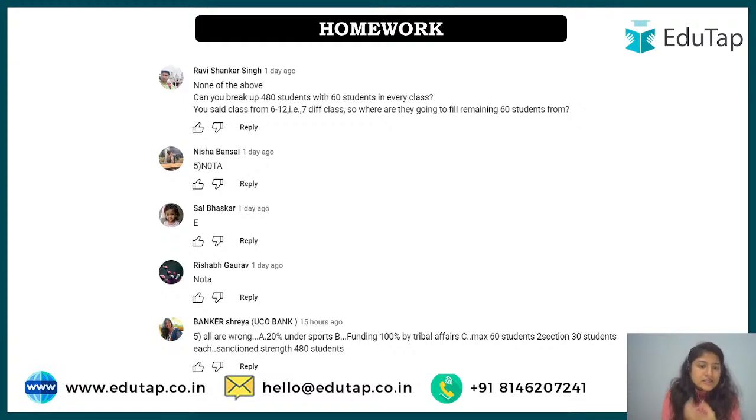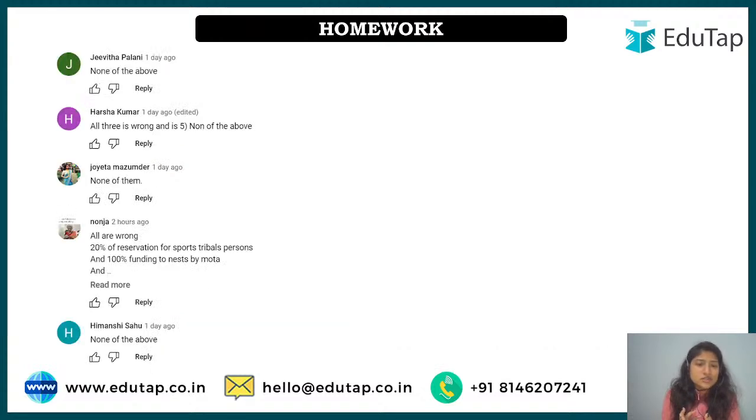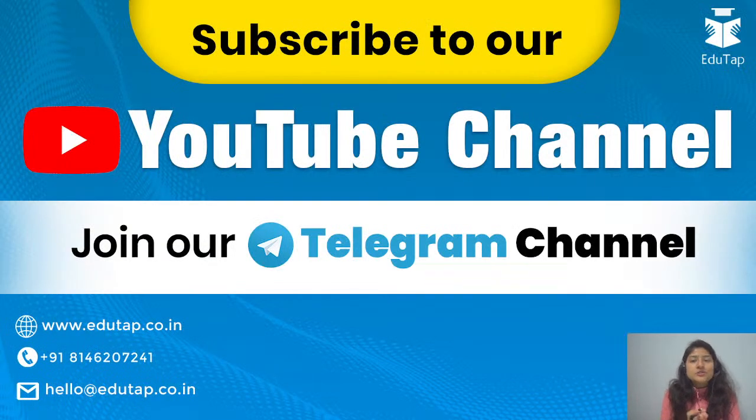Nisha said the right answer. Sai said the right answer. Rishabh said the right answer. Banker Shreya said the right answer to the question. Jivitha said the right answer. Harsh said the right answer. Jyota said the right answer. Nonja said the right answer. And Himanshi also said the right answer. All the very best to these aspirants who are preparing so well and are dedicated to clearing the examination, and kudos to them. So that is all in this session.